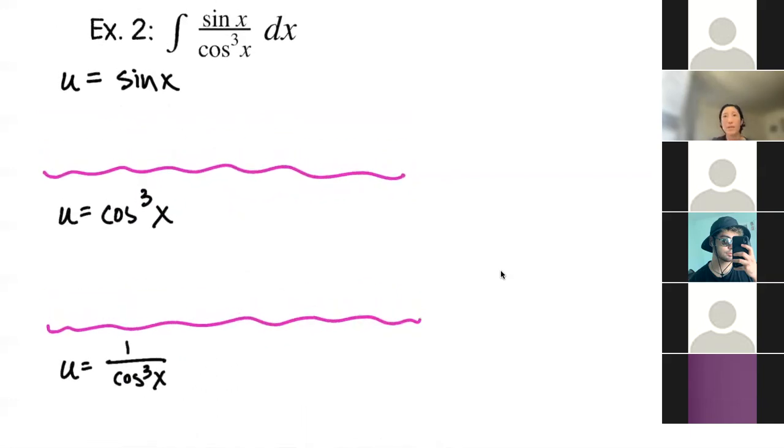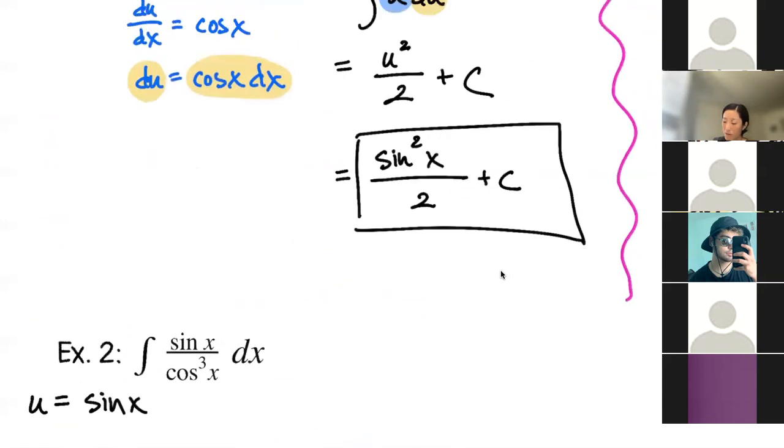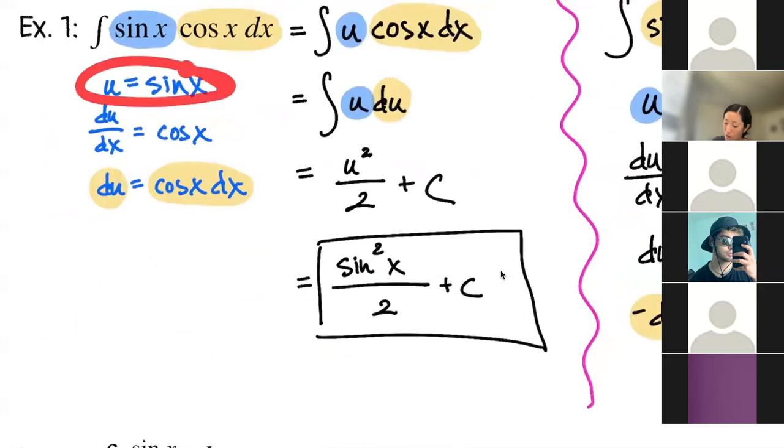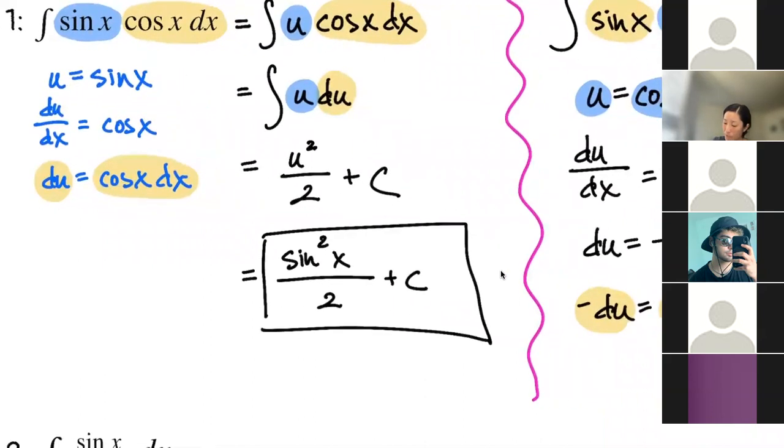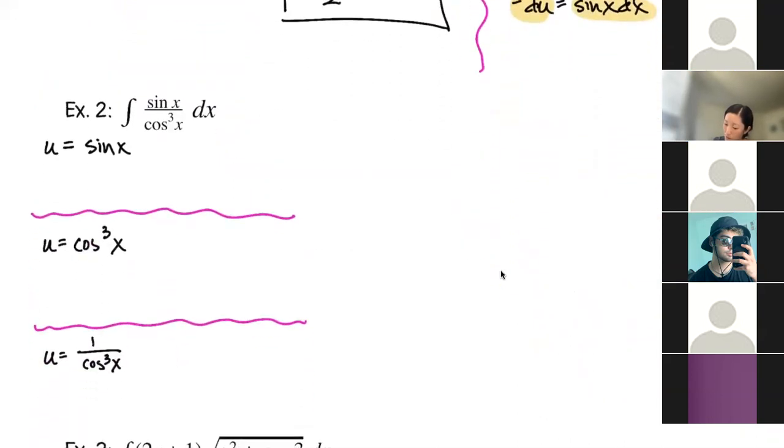Okay. Now, keep in mind that whatever we choose for u, as we did above, for every u that we chose, we had to find du dx. So we let u equal sine x, we had to find the derivative. We let u equal cosine x, we had to find the derivative. So of the three that we pitched here as ideas, let's see which du dx's we can find. Okay. So let's see, if I take u as sine x, my du equals cosine x dx, right?